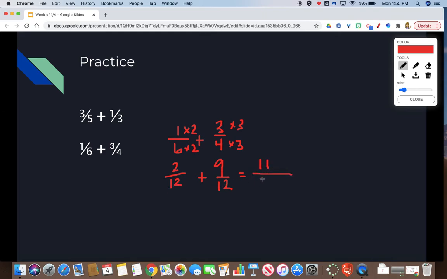It stays 12ths. We ask ourselves if 11/12 is in simplest form. It is. So our final answer is 11/12.